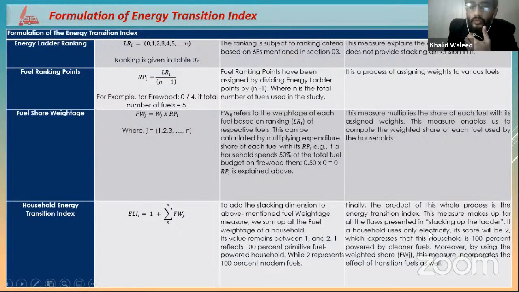If a household uses only electricity, its score will be 2, which expresses that this household is 100% powered by cleaner fuels. Moreover, by using weightage share, this measure incorporates the effect of transitional fuels as well.